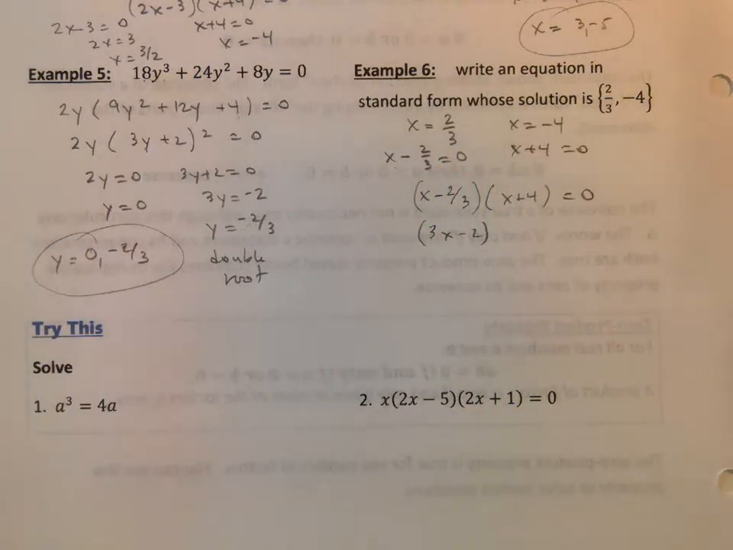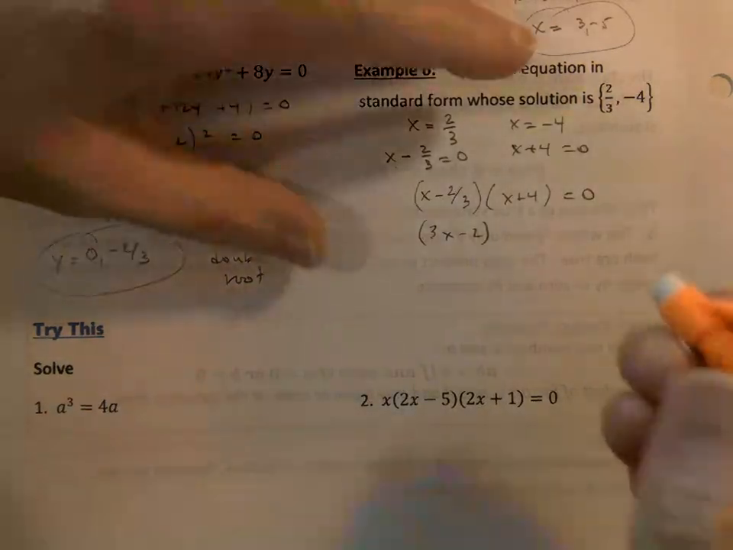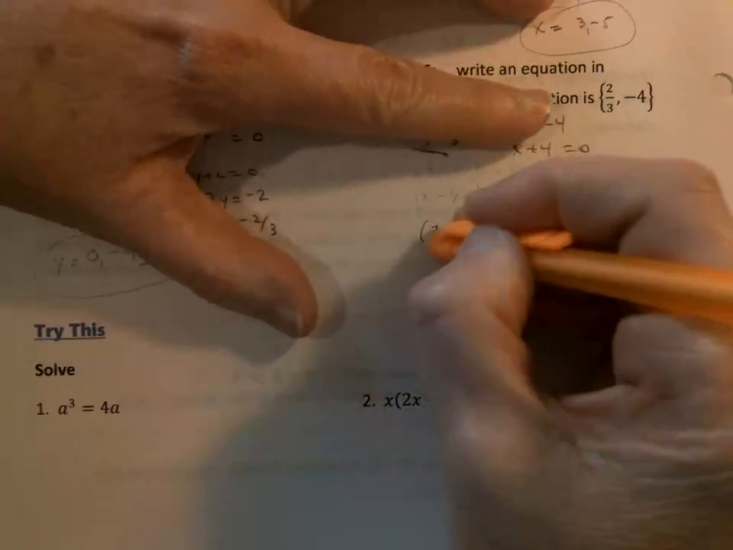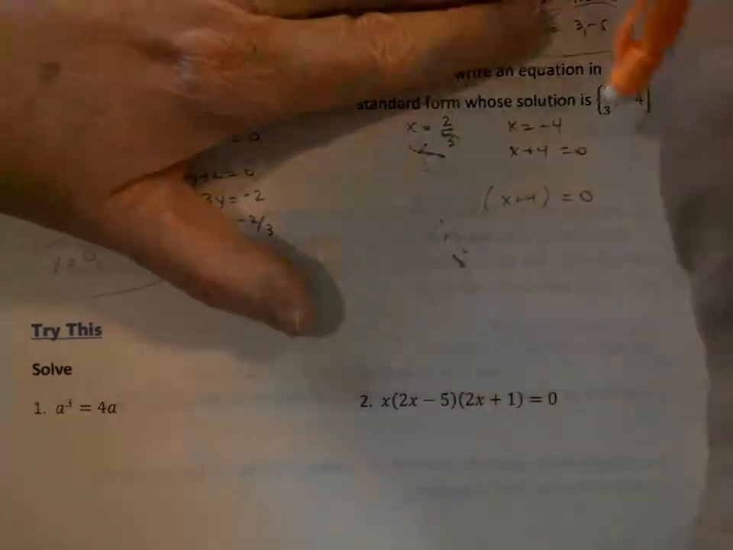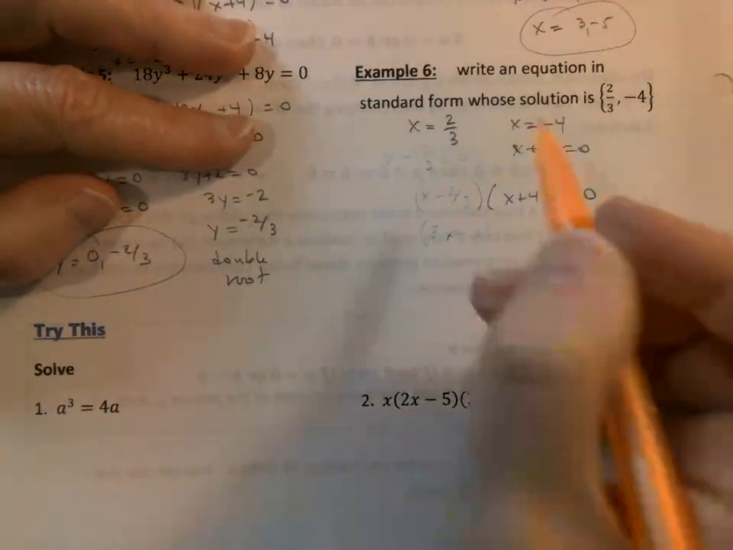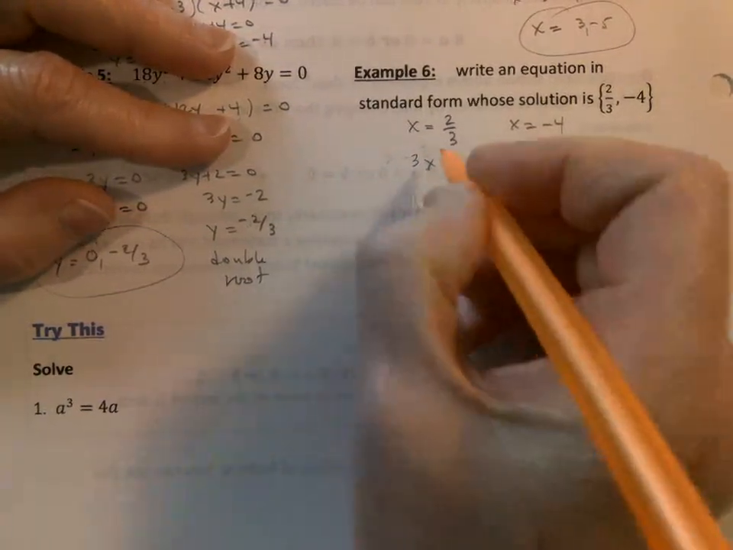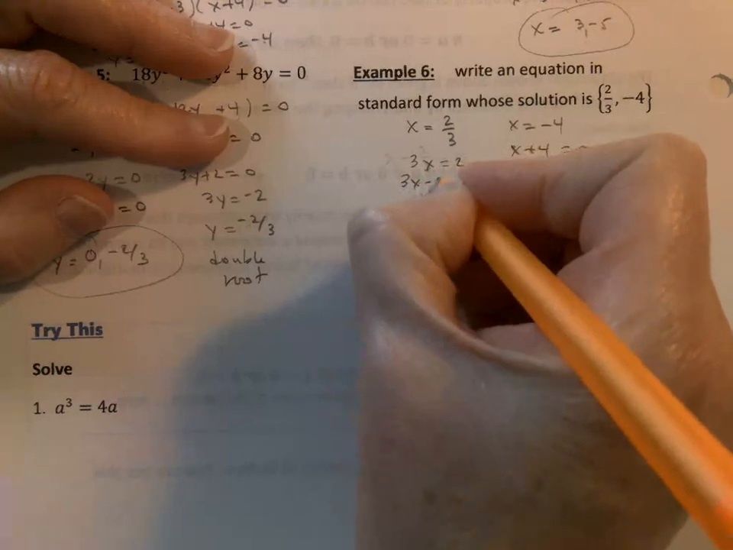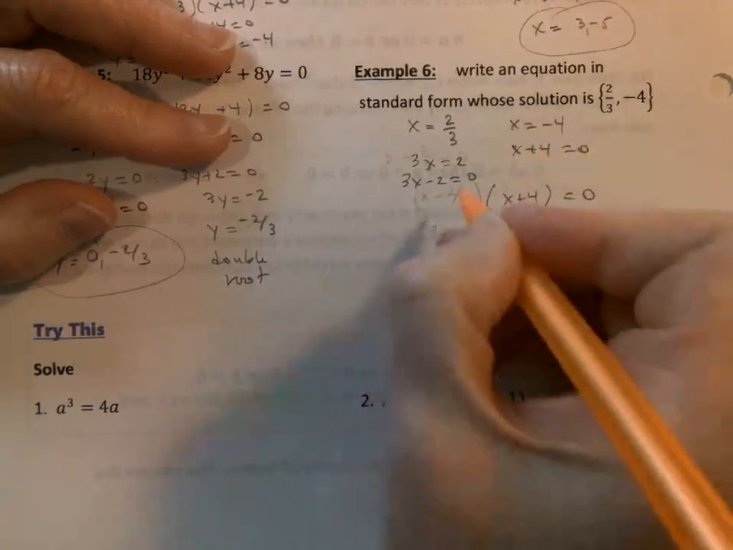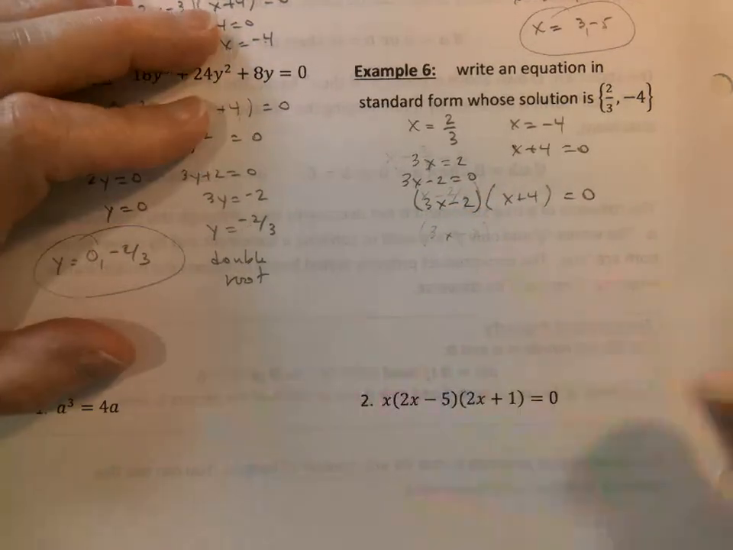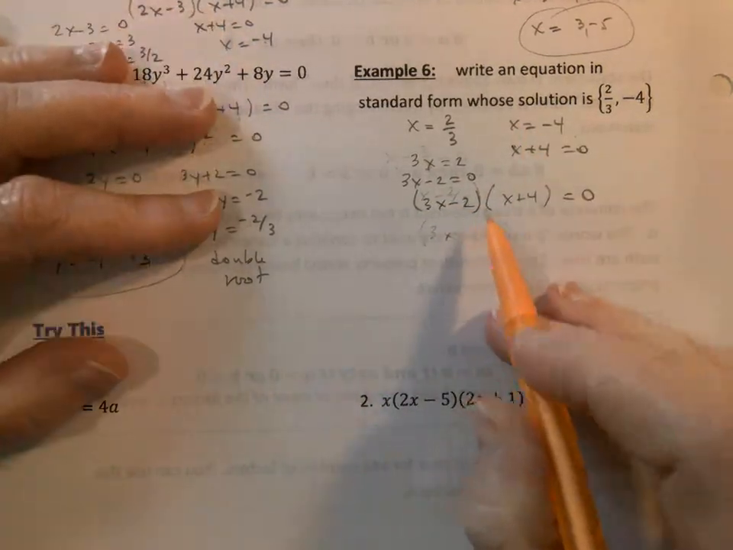Let's do it this way. Let's go back. Let's go back on this one. Let's multiply each side by 3. So I have 3x equals 2. And then we'll subtract. So I have 3x minus 2 equals 0. So that's going to give me 3x minus 2 here. I was doing it a different way, and I think this way probably makes the most sense.